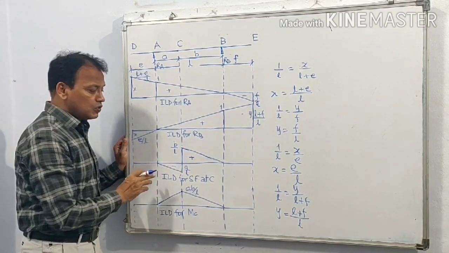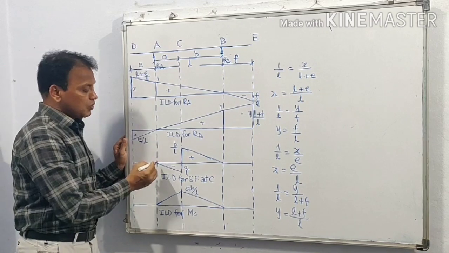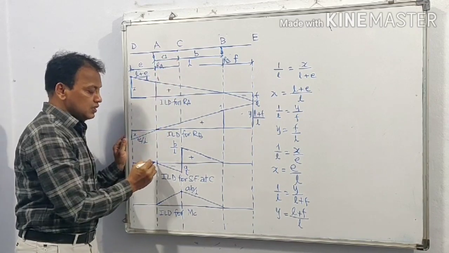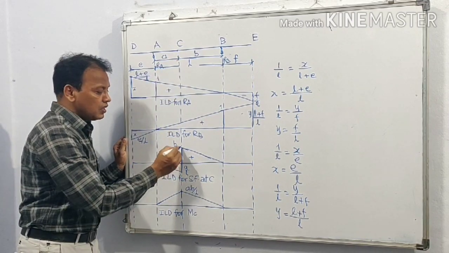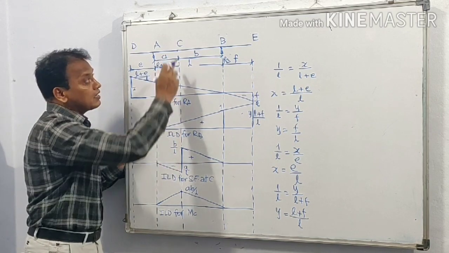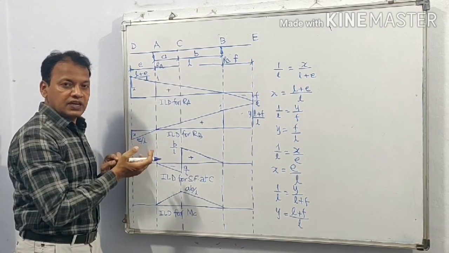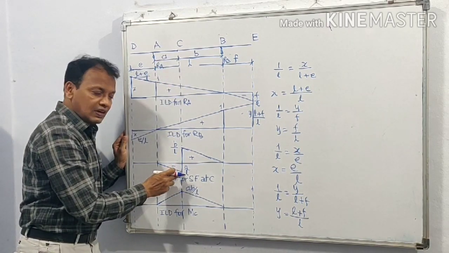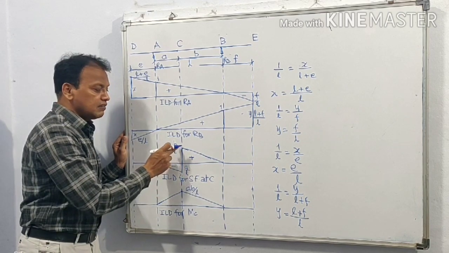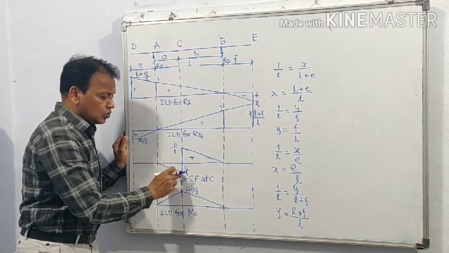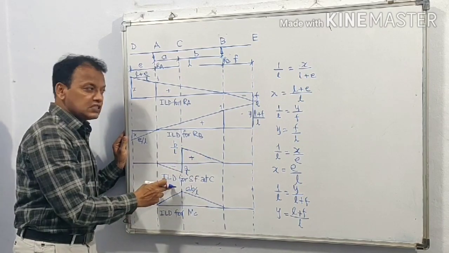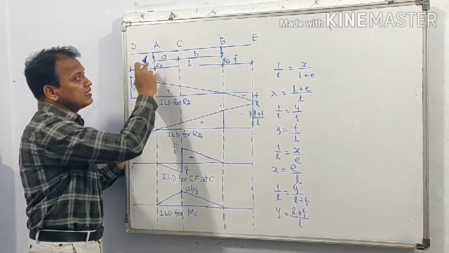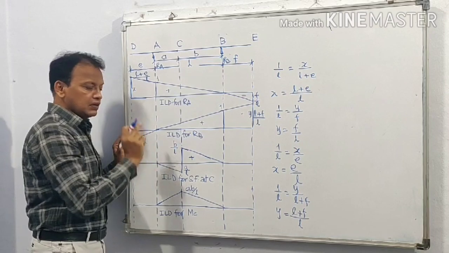Similarly, for the influence line diagram for shear force at C for a simply supported beam, we have already drawn it. This ordinate is A upon L, this ordinate is B upon L. So when the unit load is at C and we are calculating shear force at C, we get two values of shear force. The first value is minus A upon L and the second value is plus B upon L. So this is the influence line diagram for shear force at C for simply supported beam AB of span L, where AC is equal to A and CB is equal to B.